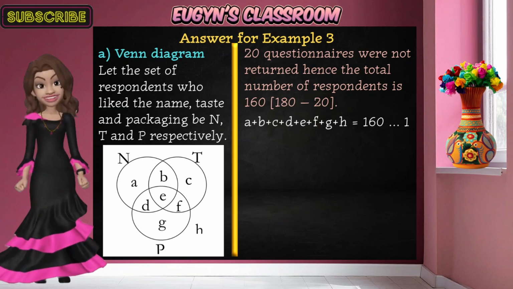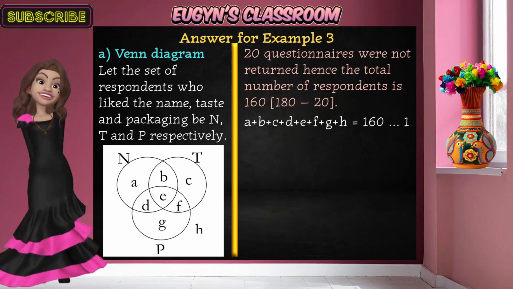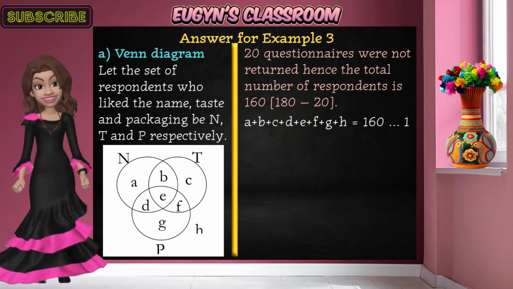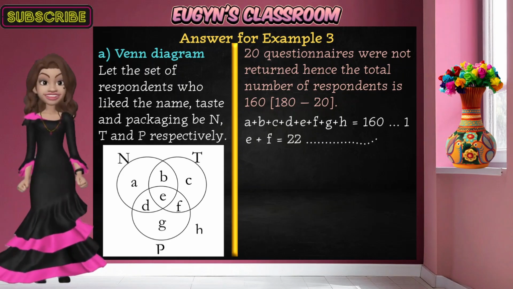Then you're told that 22 people liked the taste and the packaging. We'll take the letters at the intersection of circle T and circle P. The 2 letters are E and F. E plus F equals to 22.